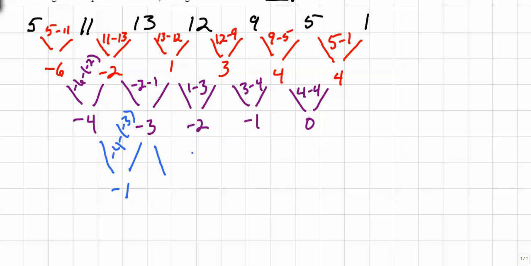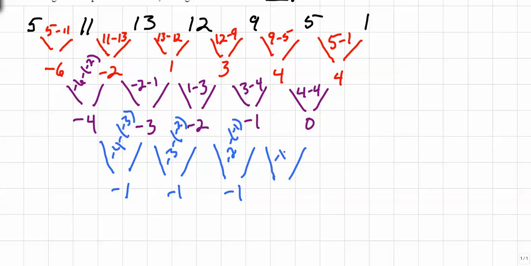Here we're going to have negative 3 minus a negative 2, and that'll be negative 1. This one will be negative 2 minus negative 1, and that'll be a negative 1. And then this one is going to be negative 1 minus 0, which will also be negative 1.